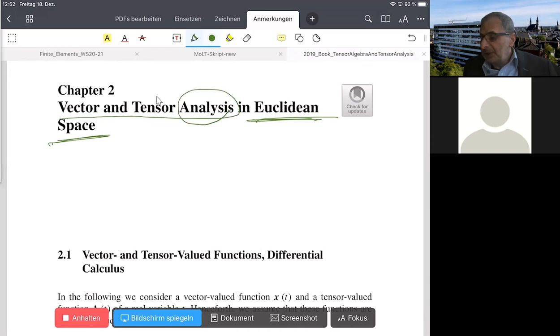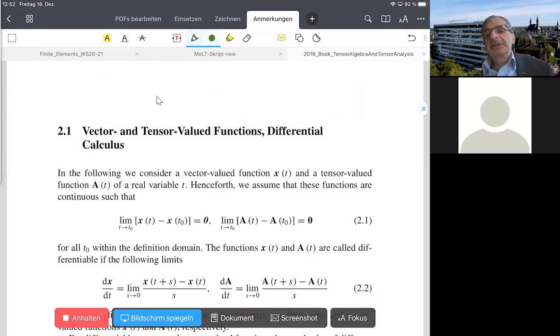And analysis means that we will consider derivatives. We will consider functions of how these tensors or vectors can depend on scalar values. That means that these vectors and tensors can also be functions of other variables, and so-called fields, where these values depend on some coordinates.